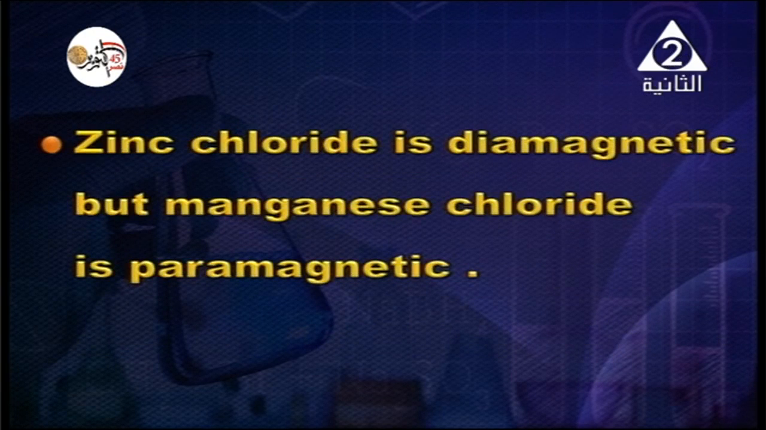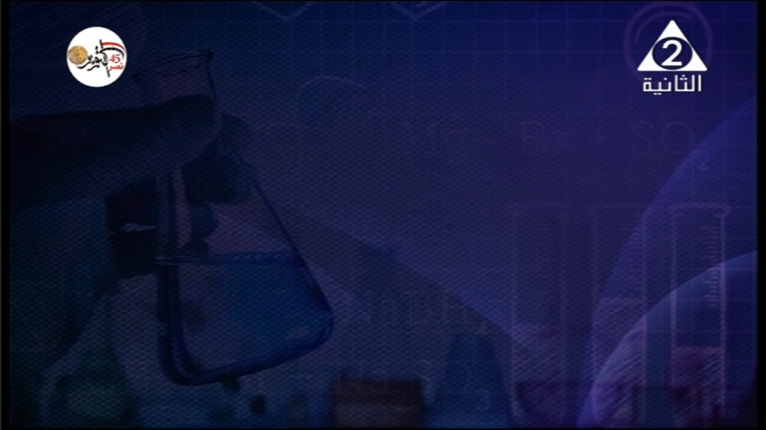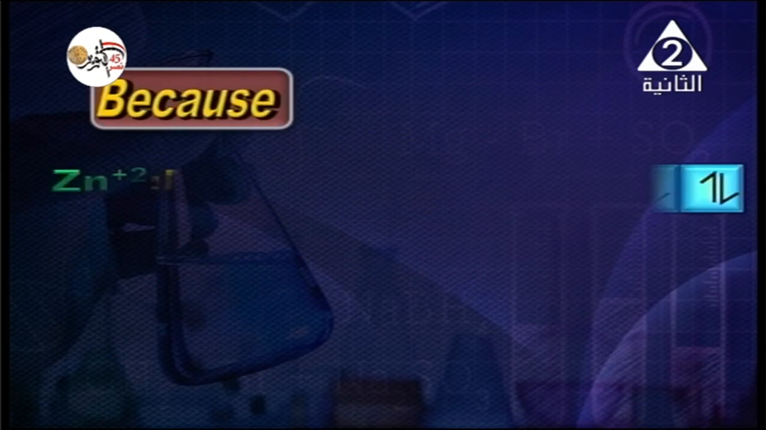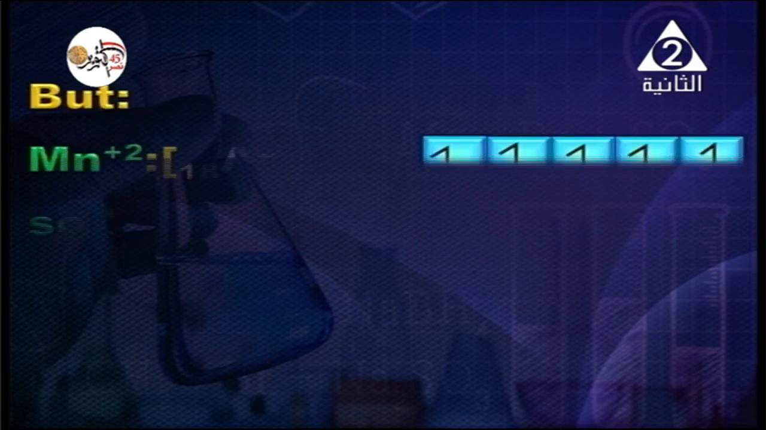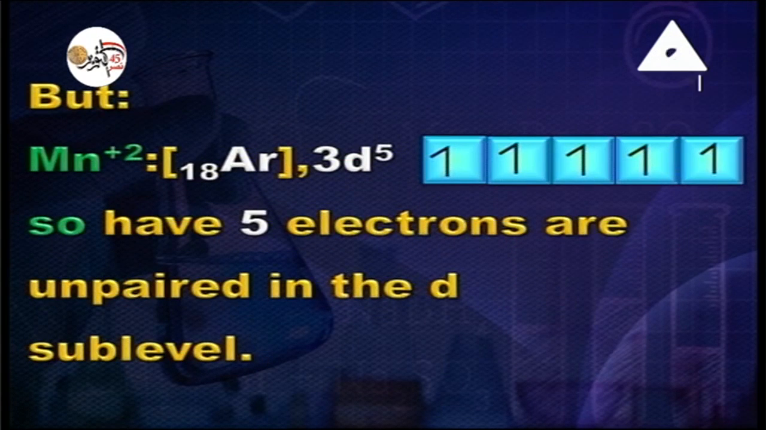Next point. Zinc chloride is diamagnetic, but manganese chloride is paramagnetic. The reason for that: zinc has electronic configuration [Ar] 3d10, so all the electrons, as shown on the screen, are paired in the completely filled d sublevel. But Mn2+ is [Ar] 3d5, so it has 5 unpaired electrons in the d sublevel as shown on the screen.